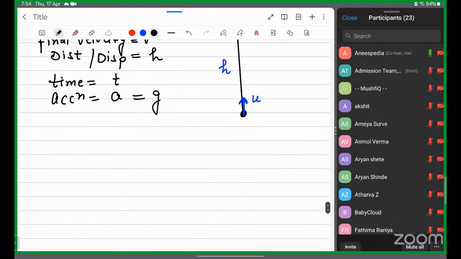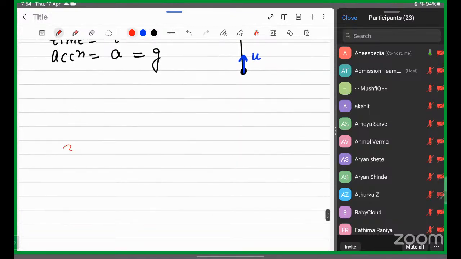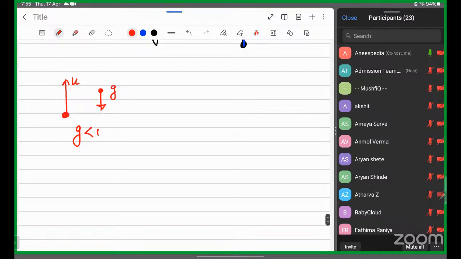Now there are two possibilities for g. First one is, if the object is moving in upward direction with velocity u, acceleration g will be working downward, so both of them are in opposite sense, g will be less than 0. In another case, if the ball is coming downward, g is also working downward, so u and g are in the same direction. In that case, g will be taken as positive, g greater than 0.